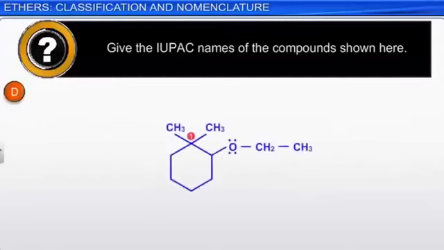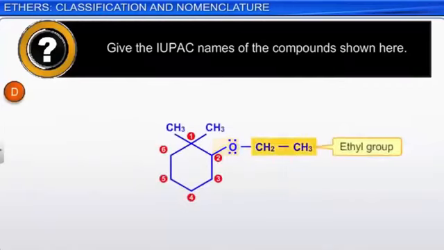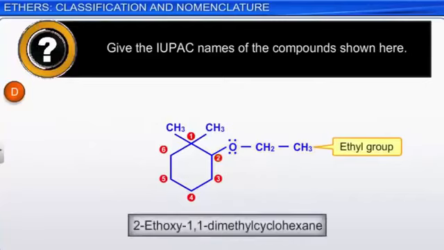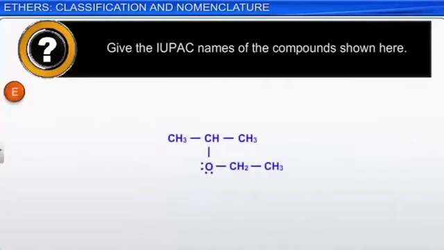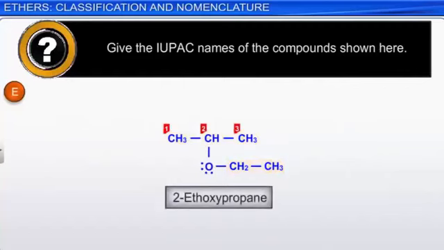Molecule D has a 6-carbon substituted alicyclic chain with an ether linkage attached to the ethyl group at carbon 2, as shown. Therefore, its IUPAC name is 2-ethoxy-1,1-dimethylcyclohexane. Molecule E has a 3-carbon chain with an ether linkage attached to an ethyl group at carbon 2. Its IUPAC name is 2-ethoxypropane.